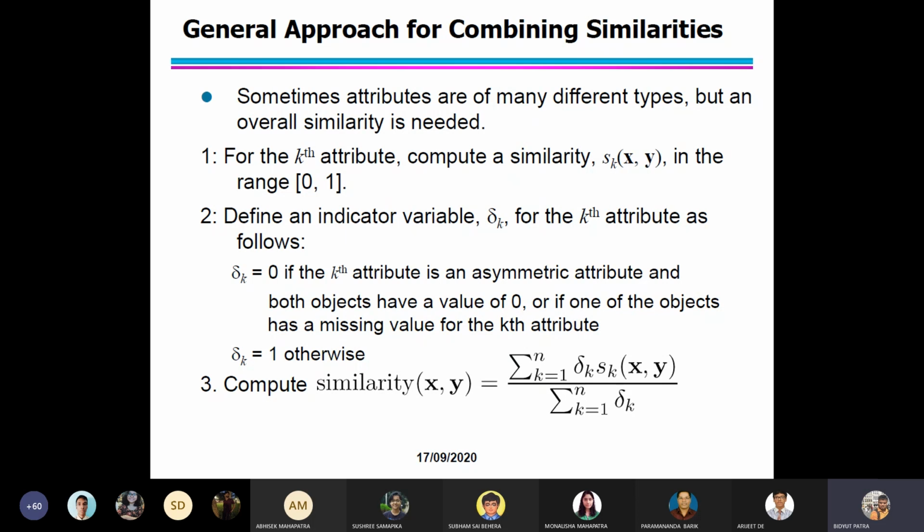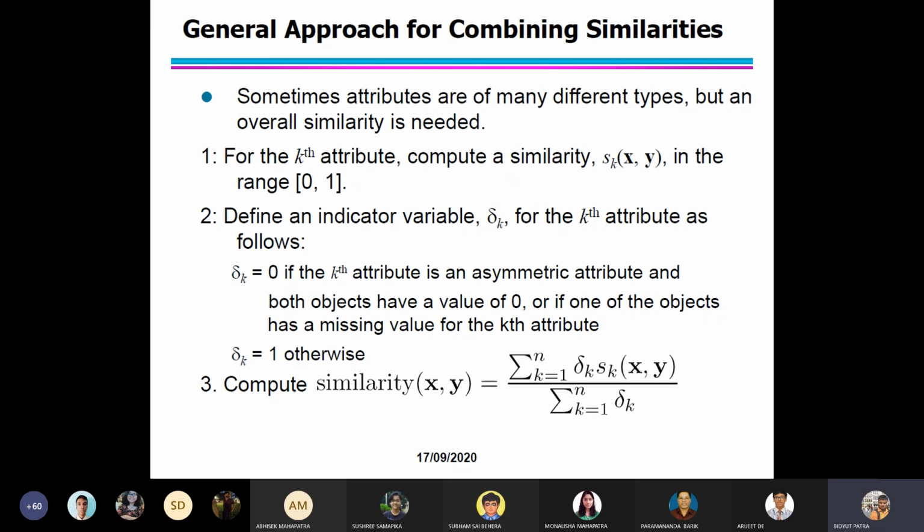Now, the general approach for combining similarities. We have studied many similarity measures, right? We have used mutual information, Jaccard, and cosine similarity. We learned the Pearson correlation, and there are many other correlations also. And if we missed anything, then SMC.